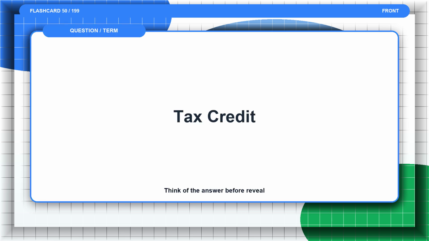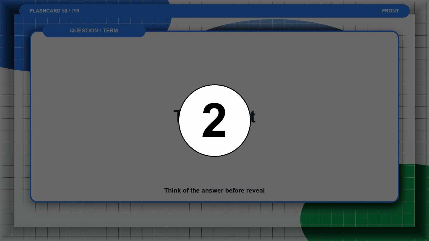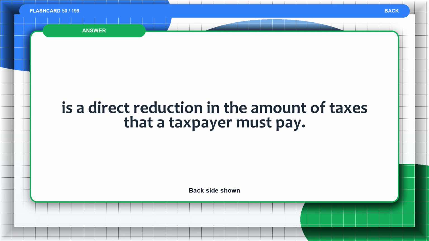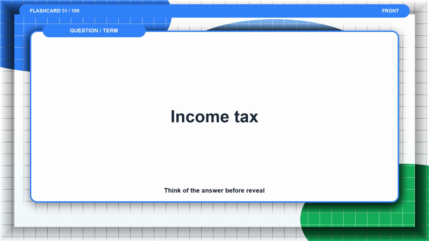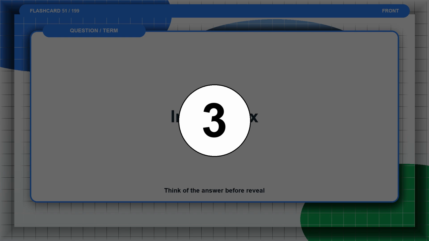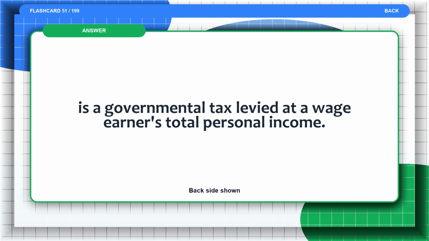Flashcard 50. Tax credit. Pause and think of the answer before the reveal. The answer is a direct reduction in the amount of taxes that a taxpayer must pay. Flashcard 51. Income tax. Pause and think of the answer before the reveal. The answer is a governmental tax levied at a wage earner's total personal income.